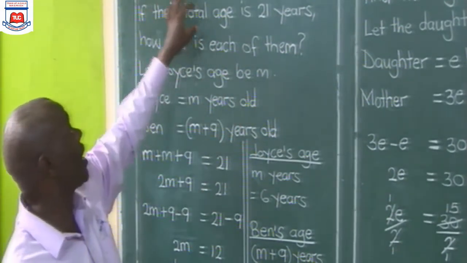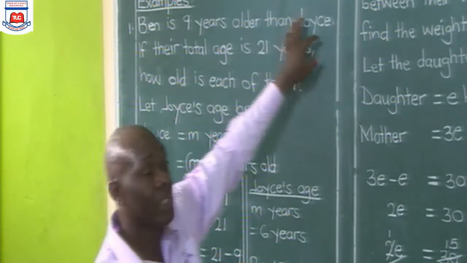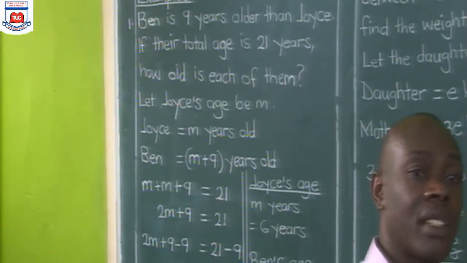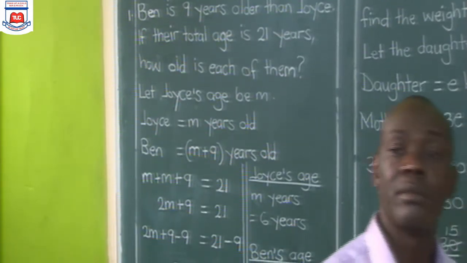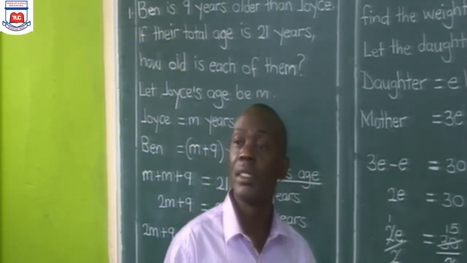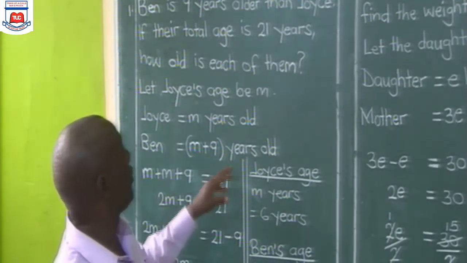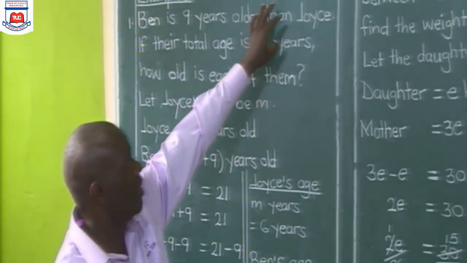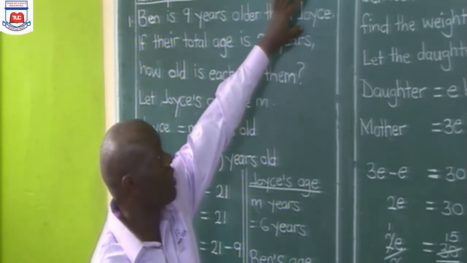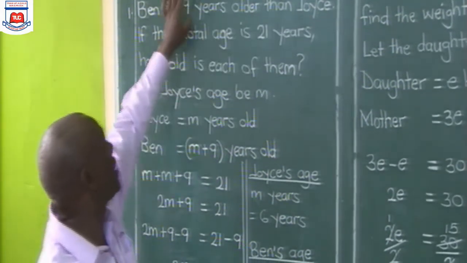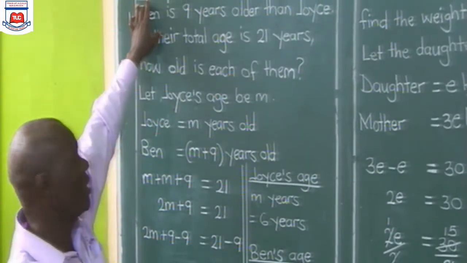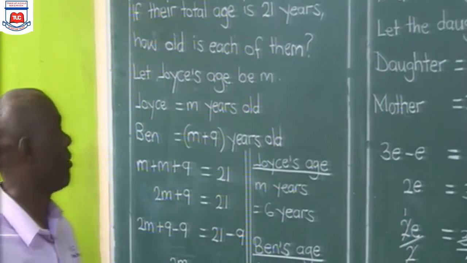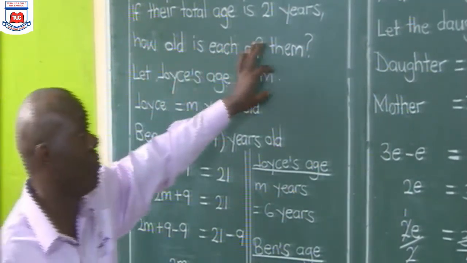So who is the younger of the two, Ben and Joyce? Get one answer. Kevin says Joyce is the younger. And in our structure style, we say Joyce is 9 years younger than Ben. That's why you say let Joyce's age be M.